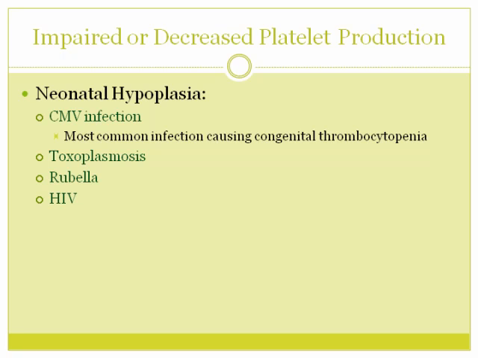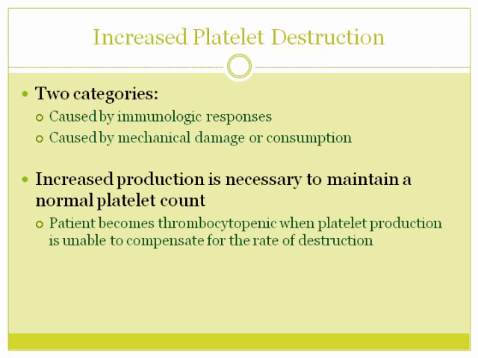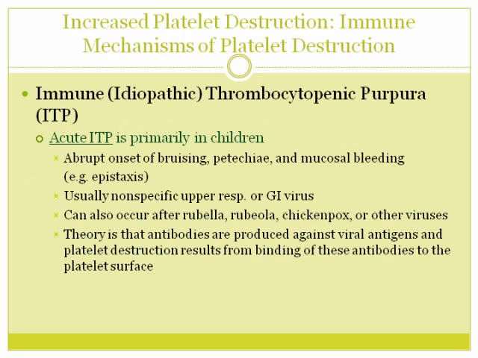Neonatal hypoplasia is involving a cytomegalovirus infection, toxoplasmosis, rubella, HIV. So it's involving an infection of some sort that also puts them into a thrombocytopenia. Other conditions could be due to different drugs that somebody would take, viruses, bacterial infections. So now looking at what increased platelet destruction is, so our platelets are getting destroyed before they should. And other main causes would be mechanical damage or consumption, or an immunologic response.